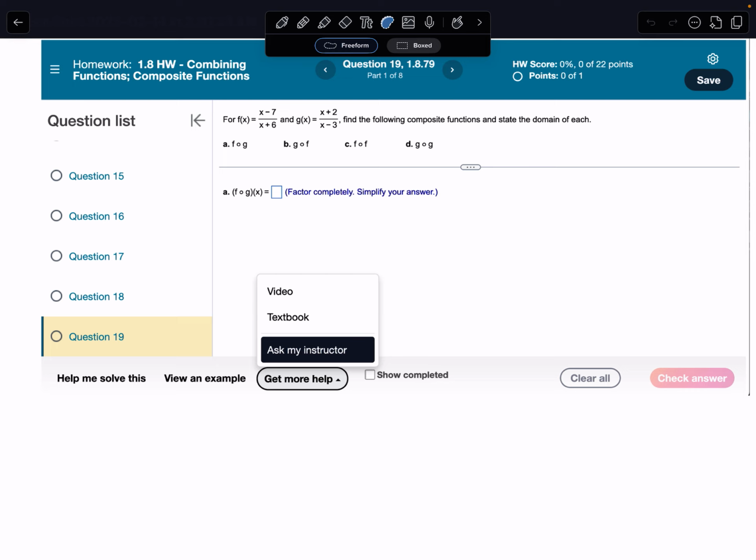By the way, just a reminder, if you need help in a question and you're super stuck, you've tried everything, you've tried help me solve this, review an example, you always have the last resort of clicking on get more help and ask my instructor, and then we'll send the question that you're working on straight to me and I can go over it with you like I'm doing.